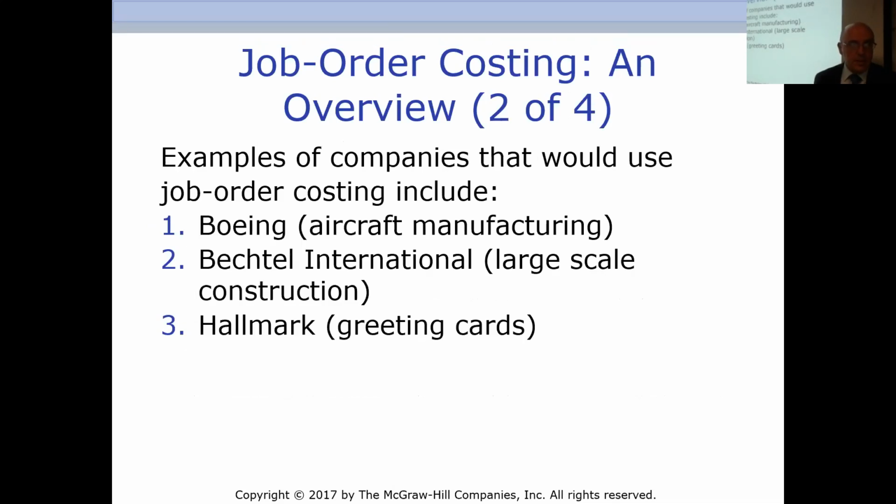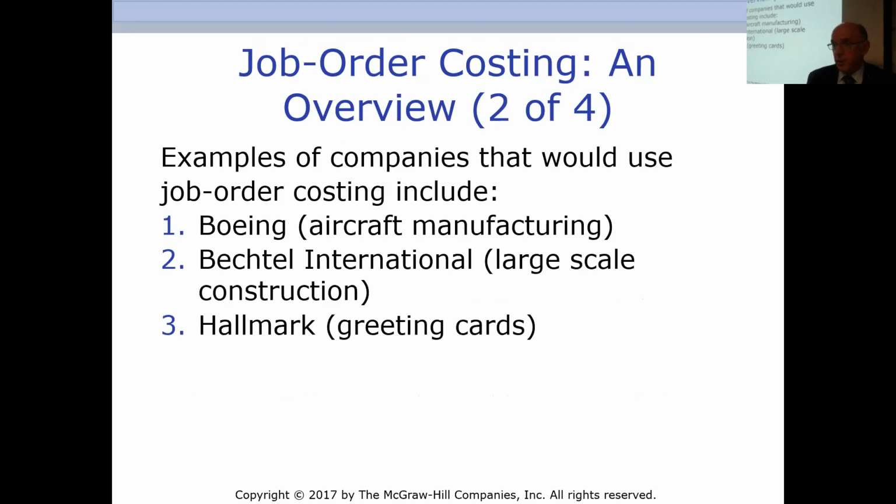Examples of companies that might use job order costing: Boeing, an aircraft manufacturer. They might get an order for 20 airplanes, so they have to figure out what's the fixed cost, what's the variable cost, over how many units can we spread that fixed cost, things like that. Bechtel International, large construction company.